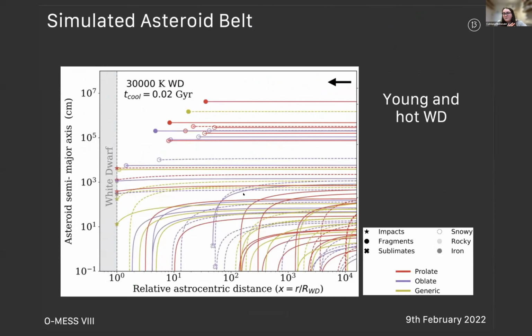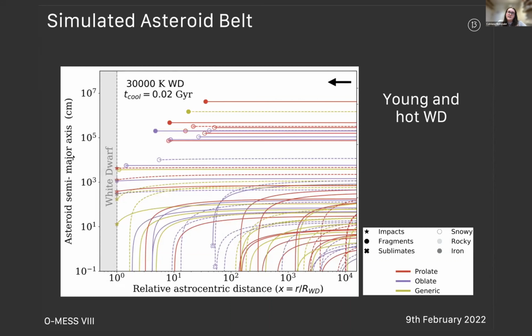So moving on from the specific results from the shape of these bodies, we stepped back to think about how a simulated asteroid belt, an analog main belt from the solar system, would react, or how the bulk of the material in such a belt would react if it were to individually be thrown towards the white dwarf. So the slide I'm showing here is for a young and hot white dwarf. So we are at 30,000 Kelvin and a cooling age of 0.02 gigayear. So this is very new into the white dwarf's lifetime.